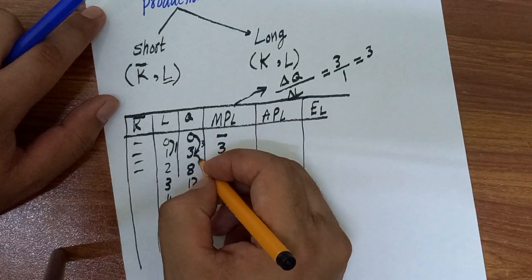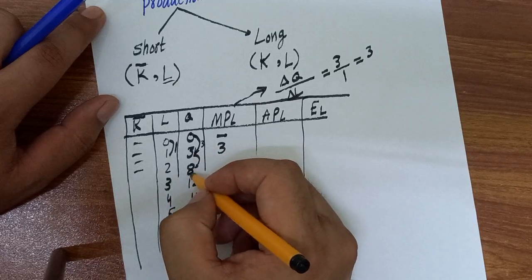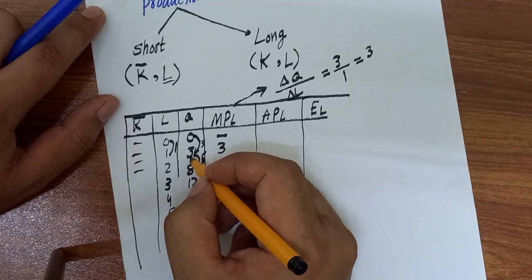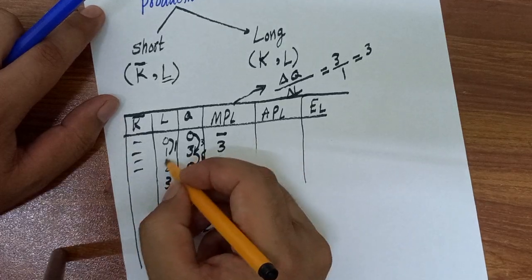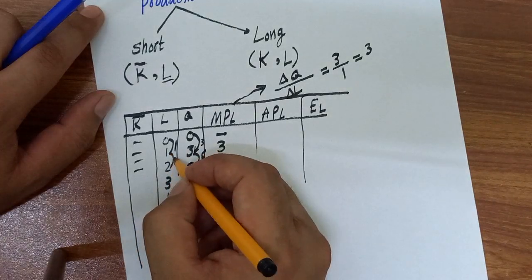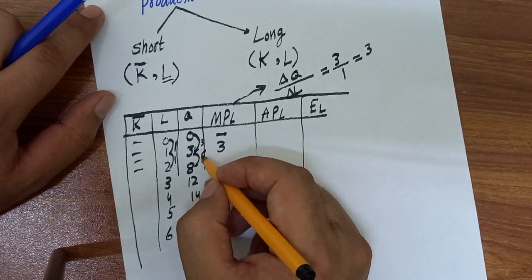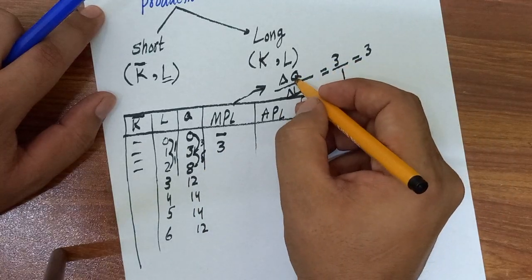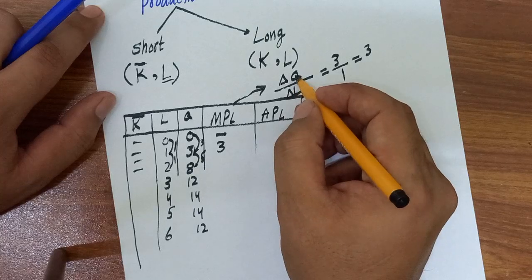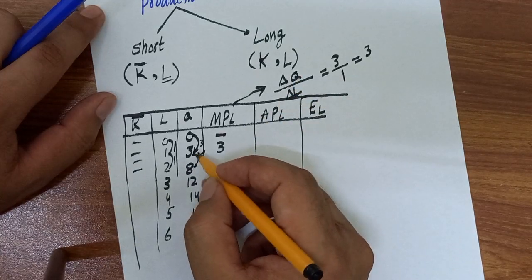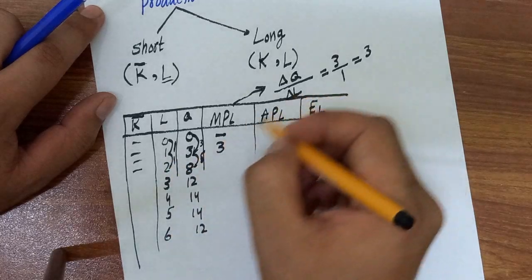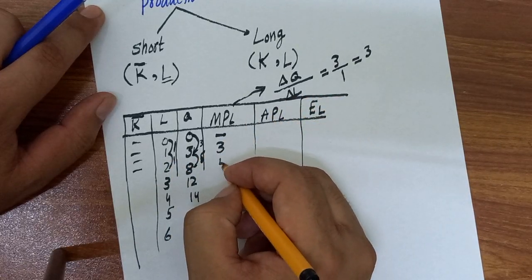In the next, from 3 to 8 we will have 5. The change is 5 between 3 and 8. And from 1 to 2 the change is 1 again. So again we use this formula for it. We will have 5 divided by 1, because in quantity we have changed by 5, but in the labor we have changed by 1. So 5 divided by 1 we will get 5.